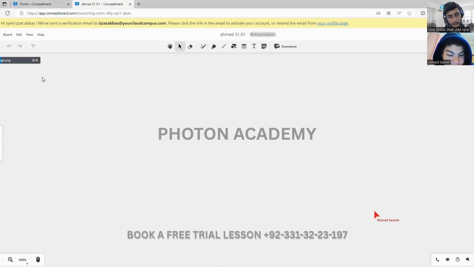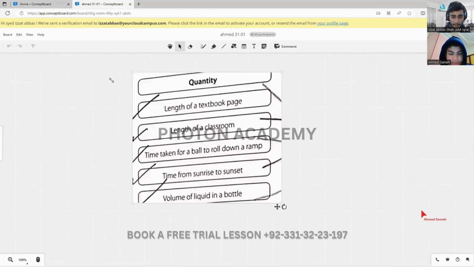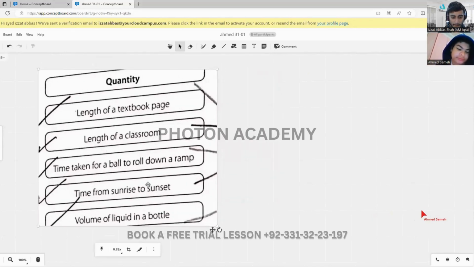Okay, I am pasting here some physical quantities, and you will match them with the relevant instrument.